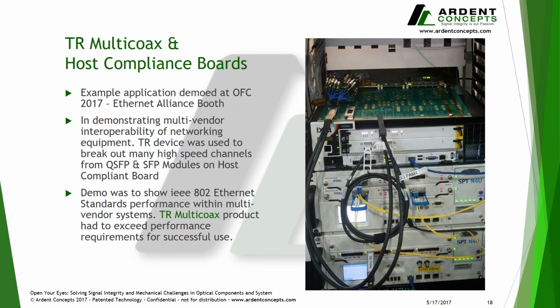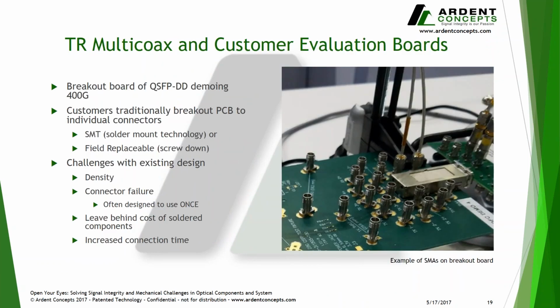Now, this is an example we saw out in the field where normally we're actually using some TRs to fix some of the inherent problems with the breakout design, such as this. What we're looking at right now is a breakout board of a QSFP double density, which was being demoed at 400G. Traditionally, as you can see, people are breaking out to SMT solder mount technology type 2.92 connectors. In this case, they were field replaceable, meaning they could be screwed down.